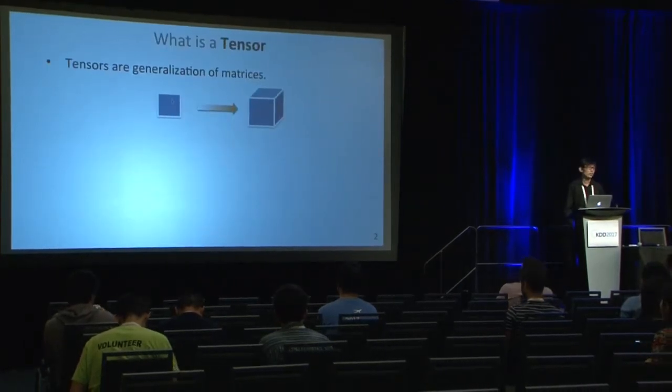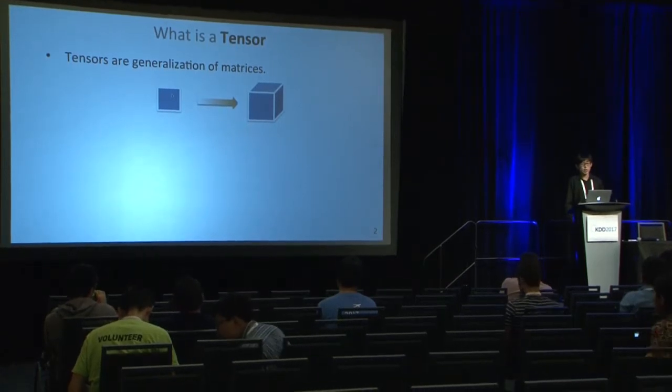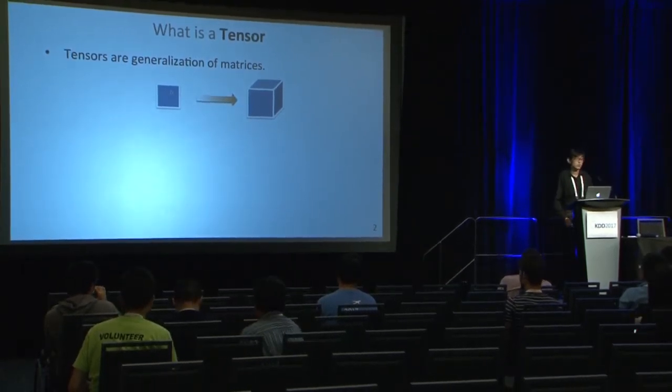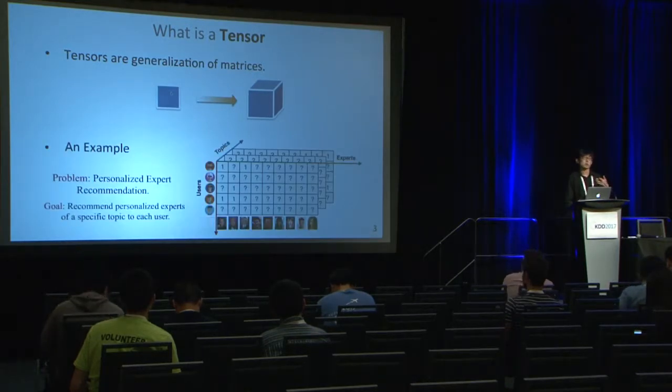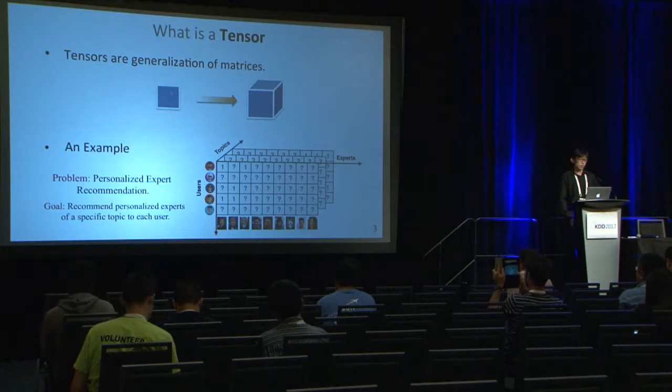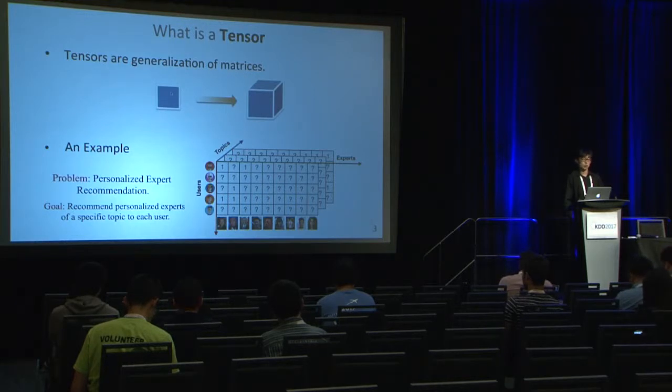So first, what is a tensor? A tensor is an n-way array, which is a generalization of vectors and matrices. There are a lot of daily life examples that could be modeled or constructed as a higher-order tensor. To give a small example, we'll look at the problem of personalized expert recommendation. The goal of this problem is to recommend personalized experts of a specific topic to each user. So in this case, we could construct the data into a three-order tensor in which the users, experts, and topics represent the three modes respectively. Each entry of this tensor denotes a user's preference of a specific expert of a certain topic.